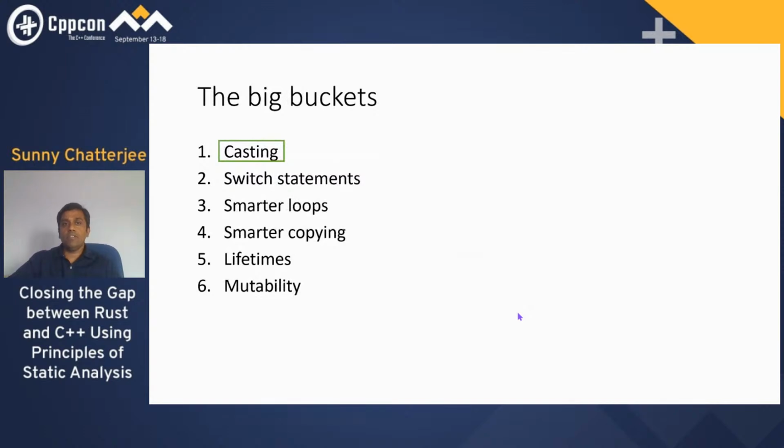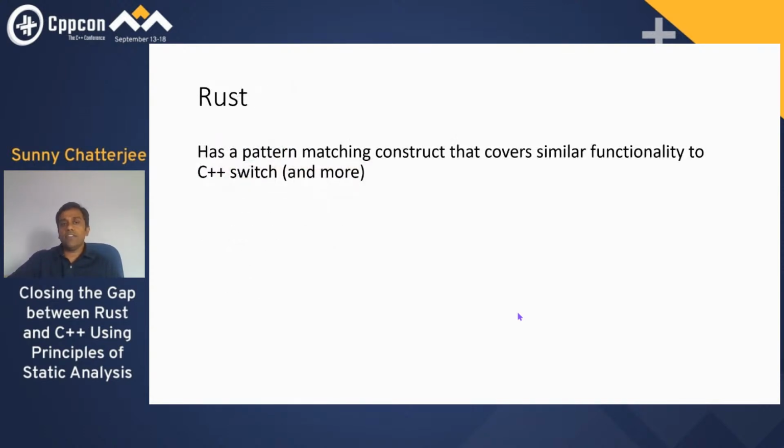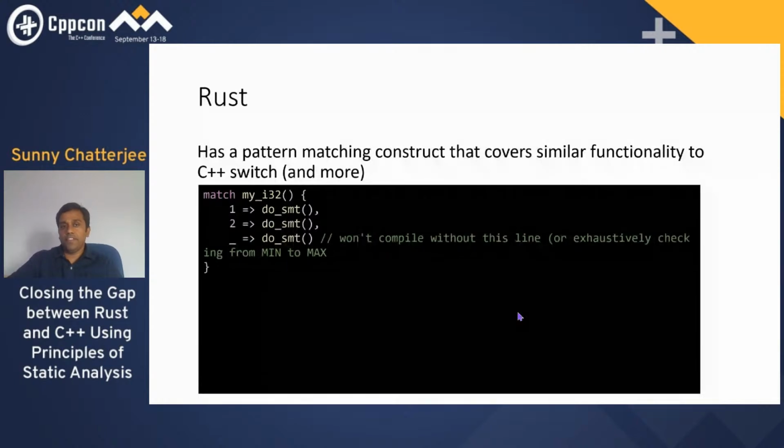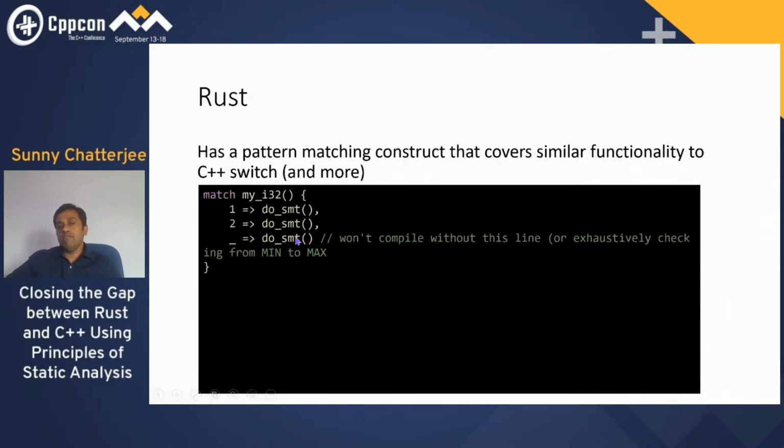So the next bucket we looked at was switch statements. Rust has a pattern matching construct that covers similar functionality to the C++ switch and more. It's a match statement where, in this example, you have a 32-bit integer and you're trying to match the values 1 and 2. And if you omit this third arm, which is the equivalent of the C++ default, then the Rust compiler will not compile this code because it wants you to check for every possible value of that integer.